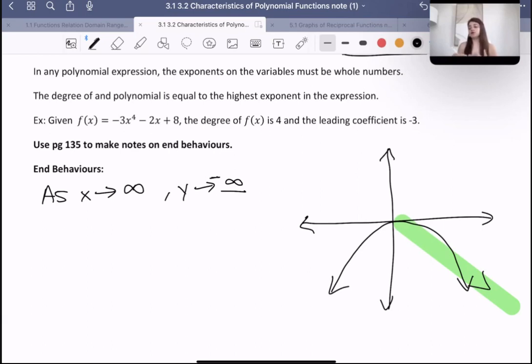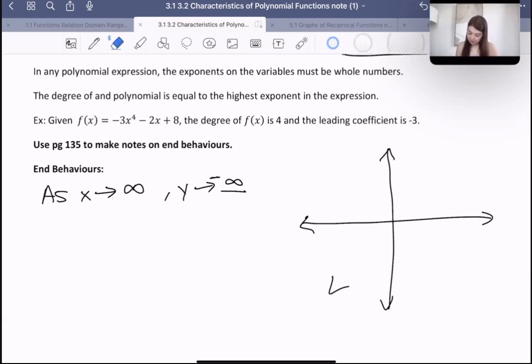But of course, overall, with non-polynomials, it's not off limits for y to approach a specific value like 0 as x approaches infinity. Okay. All right.